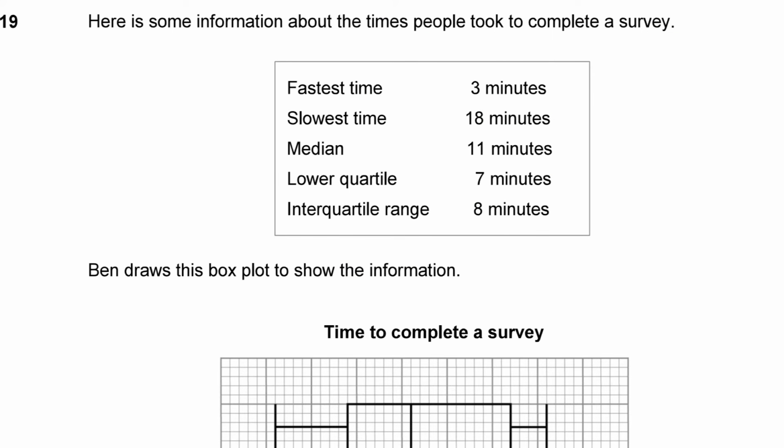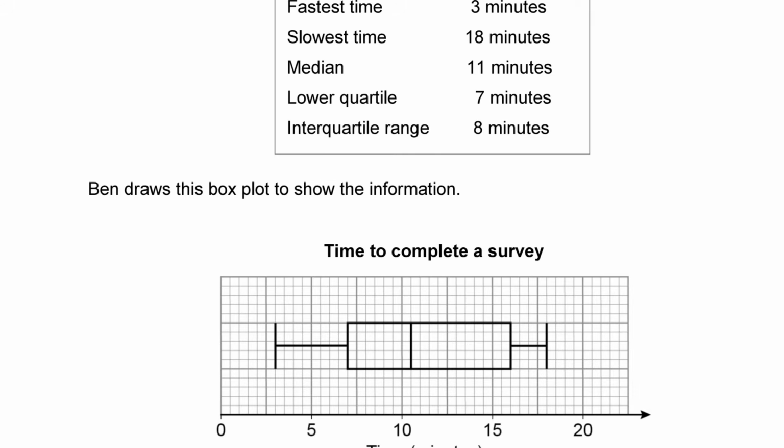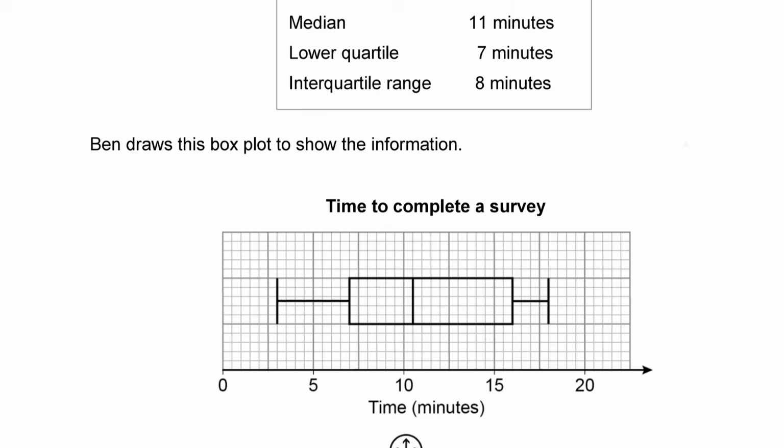Question 19. Here is some information about the times people took to complete a survey. Fastest time 3 minutes, slowest time 18 minutes, median is 11, lower quartile is 7 minutes, and the interquartile range is 8 minutes. Ben draws this box plot to show the information, and we've been asked to make 2 criticisms of the box plot.